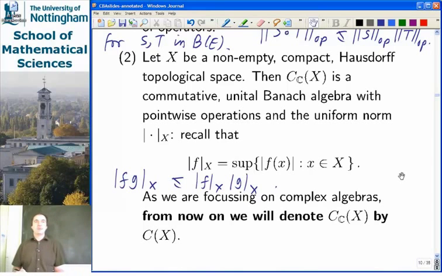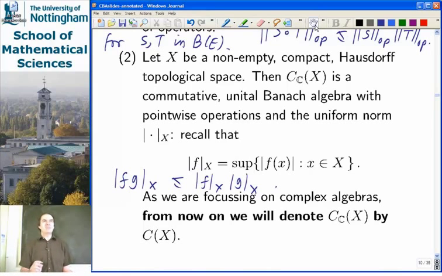So remember, there'll be somewhere in x where mod f of x is biggest, and there'll be somewhere in x where mod g of x is biggest, because it's a compact Hausdorff space. So why can't you just say, find a place where f and g are biggest and then multiply? Exactly. They may have maximum at different places. So unless you can find a place where both of them take their maximum modulus, this is going to be strict inequality.